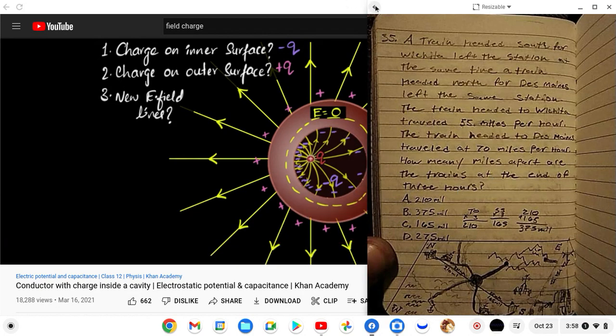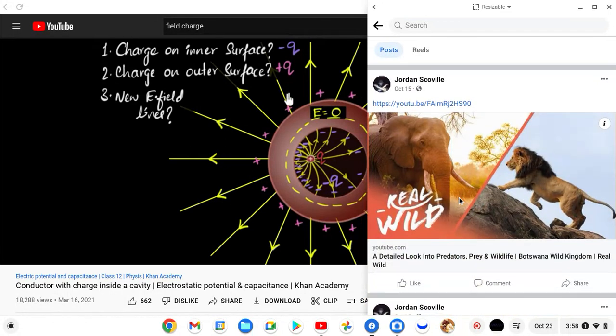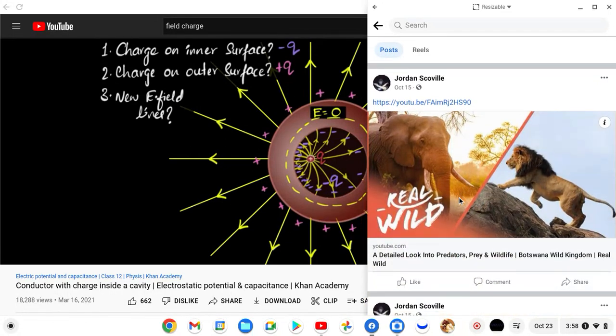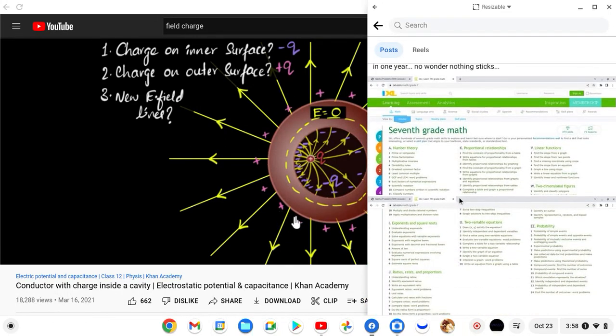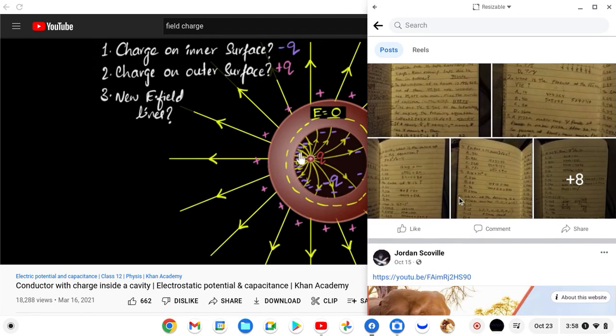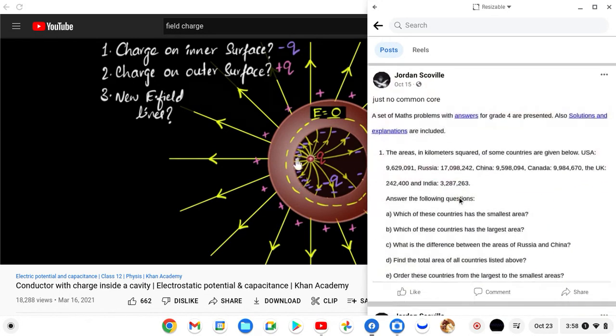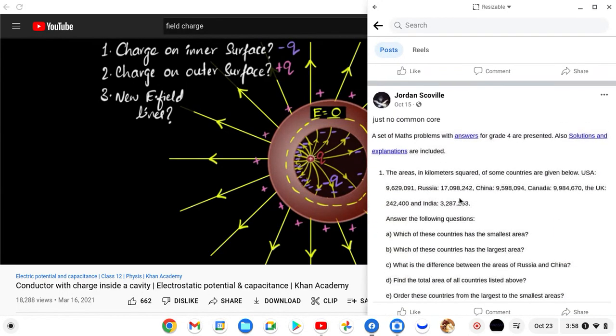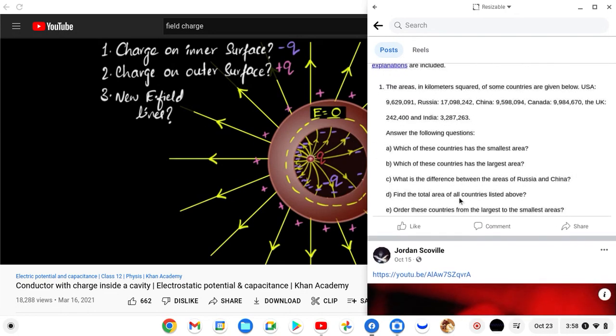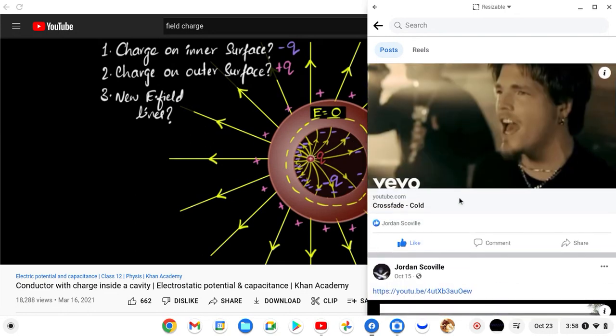Alright, final question. How would the outer charge distribution look like? Would it be uniform because it's a sphere? Or do you think there'll be more positive charges over here because there is more negative charge over here, and less positive charge over here because there is less negative charge over here? So, final time, can you pause and think a little bit about how that would be?